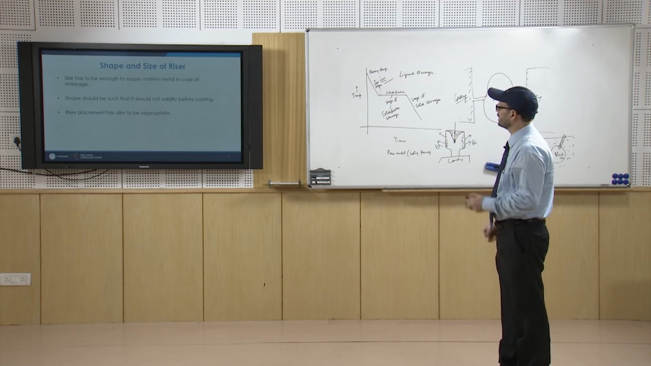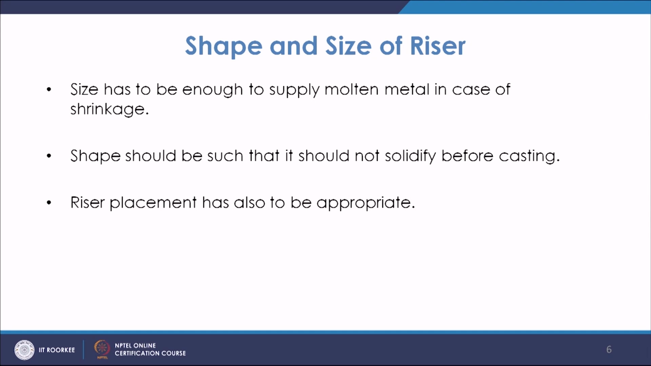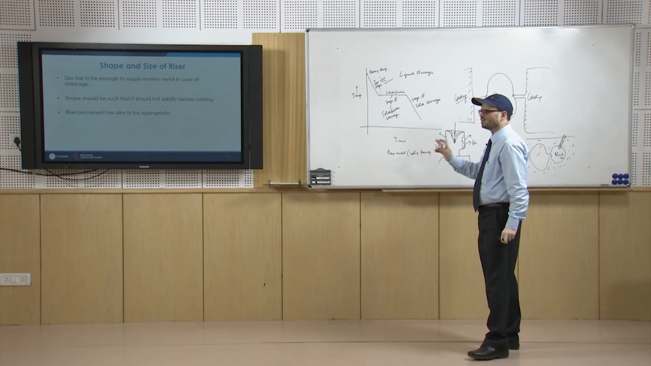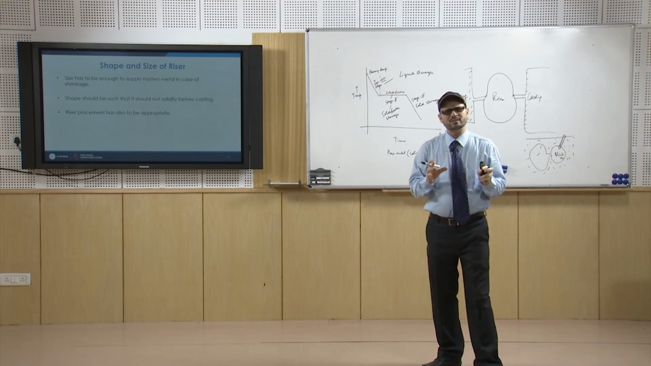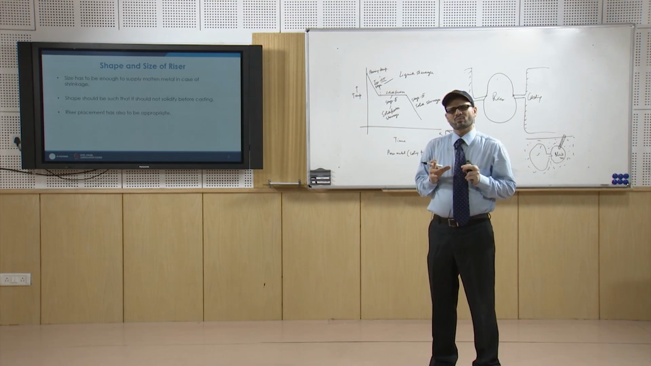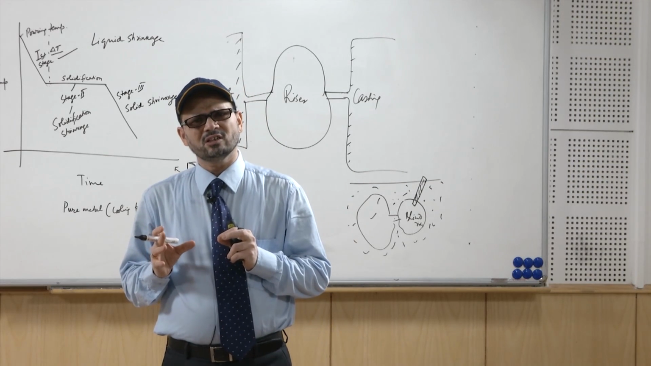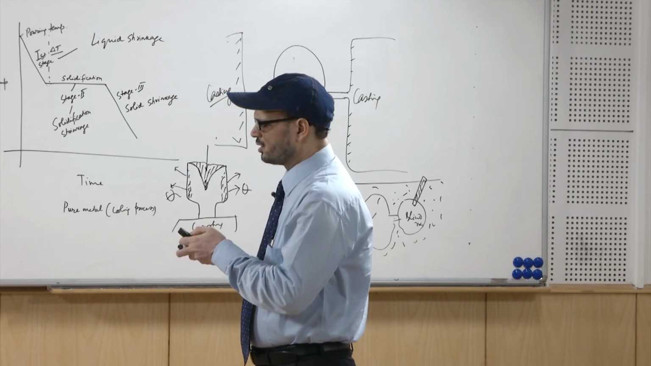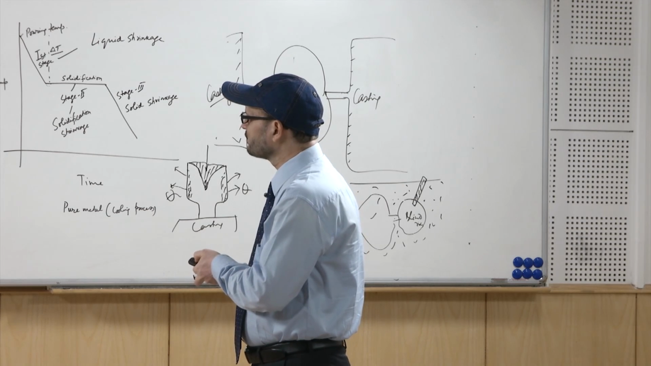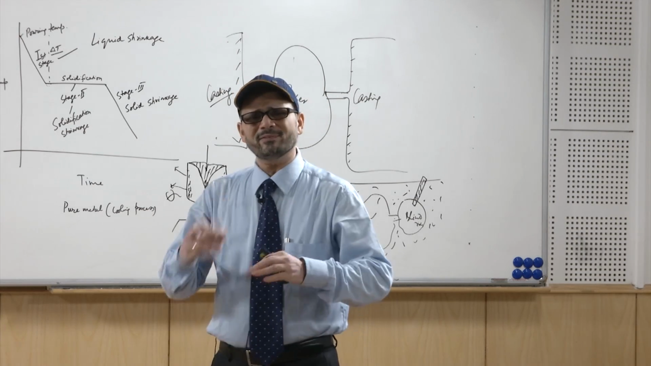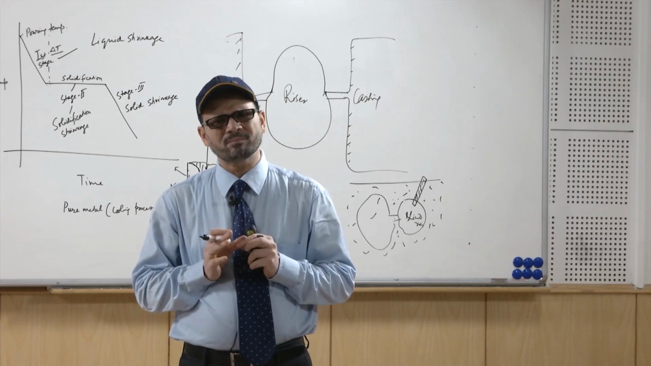Next comes the shape of the riser. The shape of the riser should be such that it does not solidify before the casting. You know that the riser is the one which supplies the liquid metal to the casting. So, a riser should not solidify till the casting completely solidifies. So, you have to take a shape for which the solidification time is larger than that of the casting.